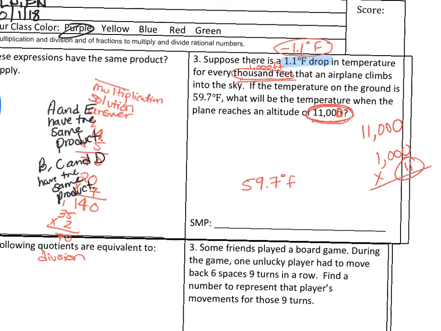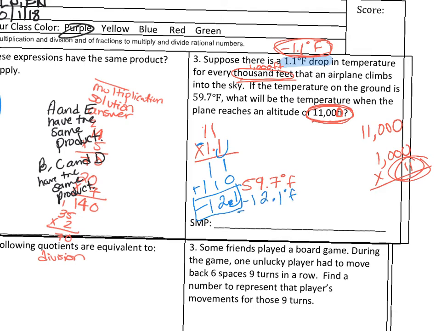So if we start at 59.7, we have to drop negative 1.1, 11 times. So what you do is you multiply 11 times 1.1. And remember, your result is going to be negative. So let's multiply that. 1 times 1 is 1. 1 times 1 is 1. Add that together, you get 1, 2, 1. You went 1 decimal place. And remember, it's negative. So now you have 59.7 minus 12.1 degrees Fahrenheit.